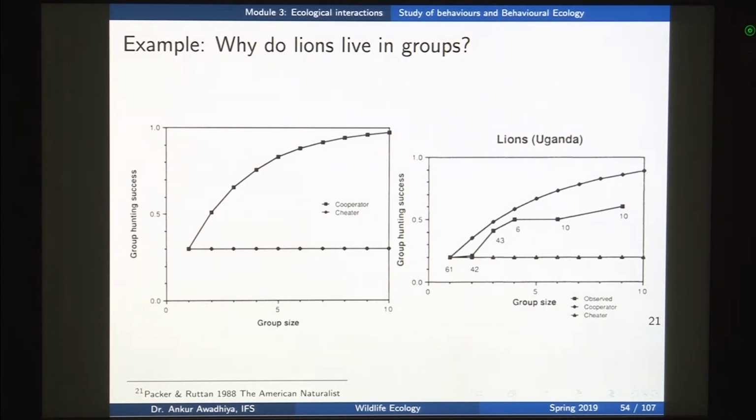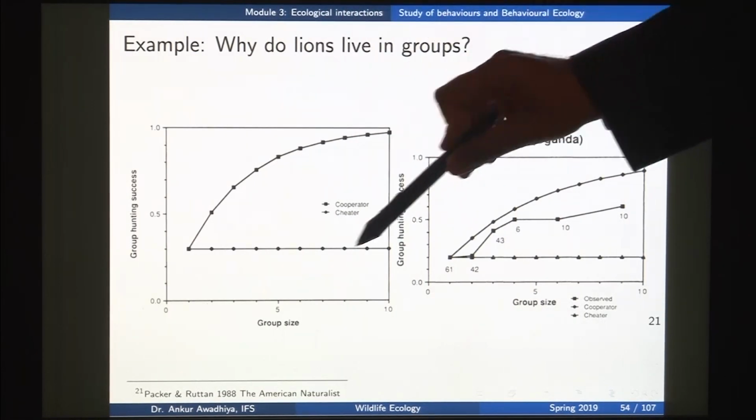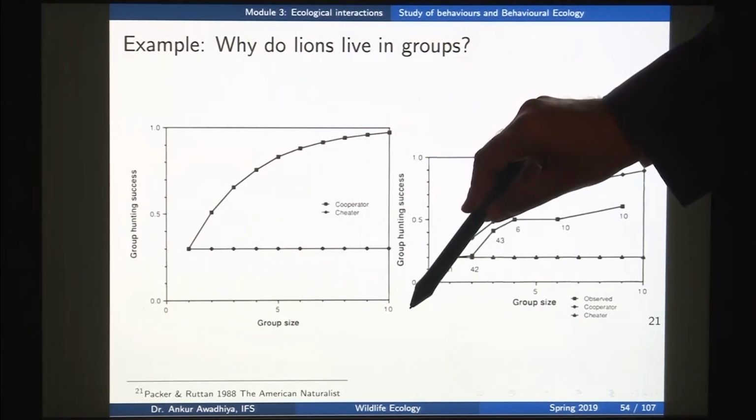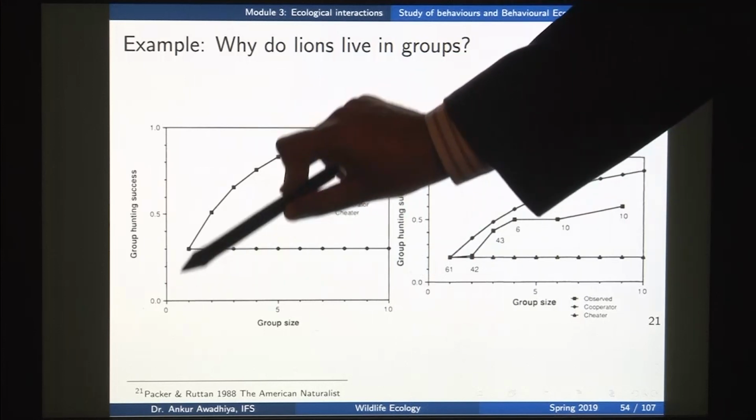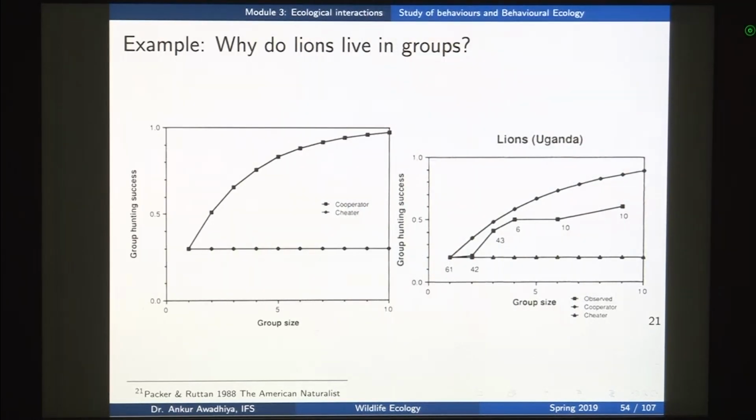Here we are considering a theoretical case in which you have lions, and the x axis is showing you the group size of the lions and the y axis is showing you the group hunting success. Essentially, group hunting success means that if a group of a particular size has spotted a prey animal and is going for a kill, what is the probability that this group will be able to kill the prey and get the food.